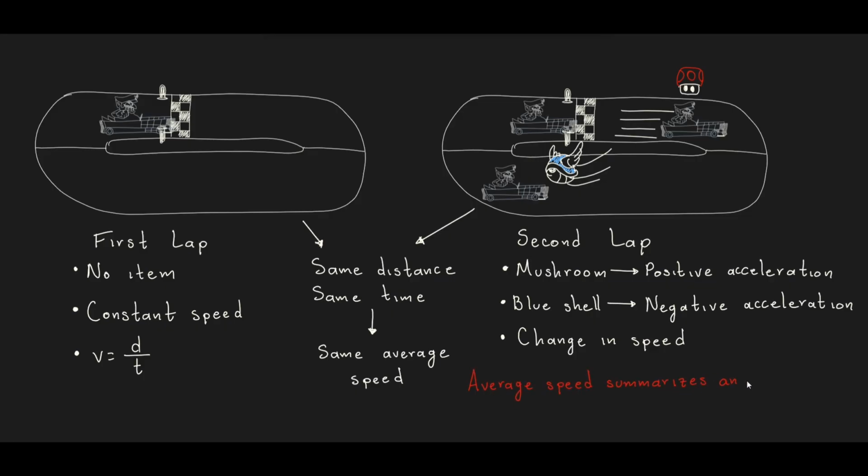But mathematically, it's the same description, no matter if the object changes its speed during the trip. It can be described by its average speed.